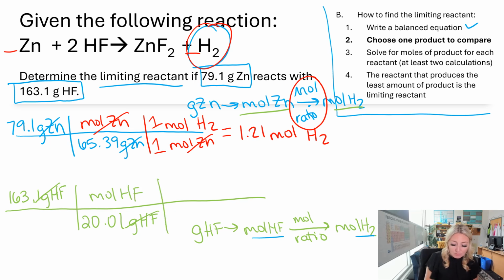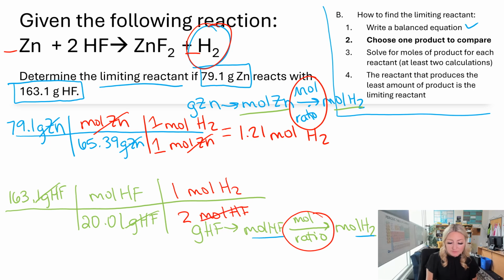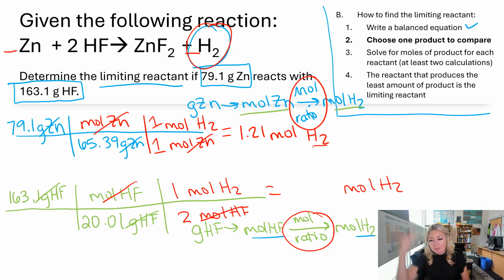When I have moles, I am ready for the mole ratio. So this time moles of HF are going to go on the bottom. Looking at my balanced equation, it's 2 moles of HF per 1 mole of H2 that's produced. Okay, well, this is great. I'm at moles of H2. This is something I can compare between them. I'm going to multiply across the top, multiply across the bottom, and then divide the top by the bottom, and I get 4.08 moles of H2.